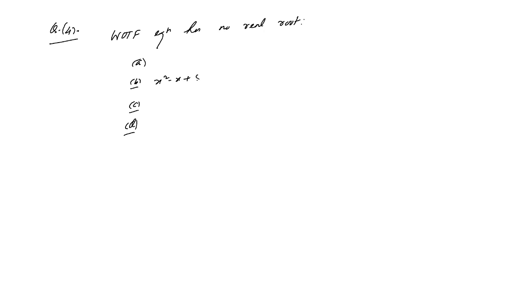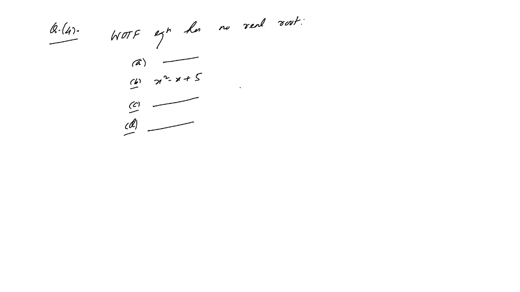Now there is another question, question number 4. Which of the following equations has no real root? In option B it is given the equation x square minus x plus 5. Option C gives another quadratic equation or polynomial. Option D is also another quadratic polynomial.